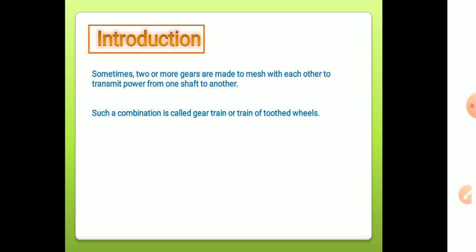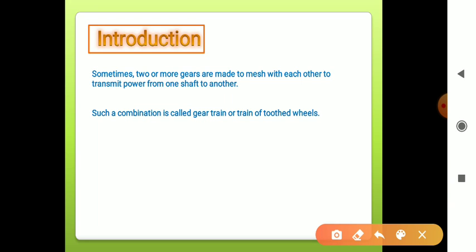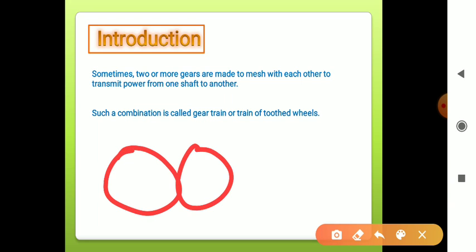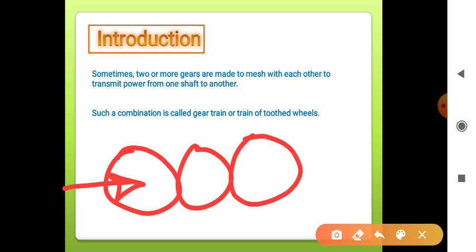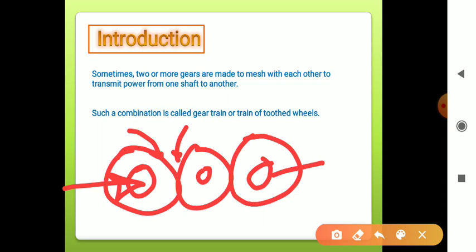Suppose, in the previous case, to transfer motion two gears are in mesh with each other. So a gear train is nothing but two or more gears meshed with each other to transfer motion. That means we have to transfer motion from this gear to this gear. This one is on shaft 1, this is shaft 2, and this is shaft 3. This rotates in the clockwise direction, this in the anti-clockwise direction, and this again in the clockwise direction. Such a combination is called a train of toothed wheels.